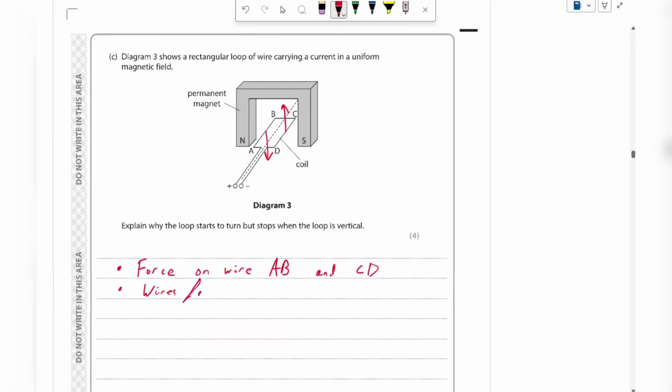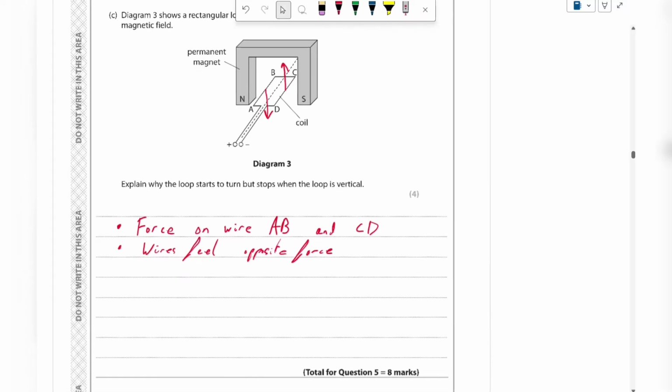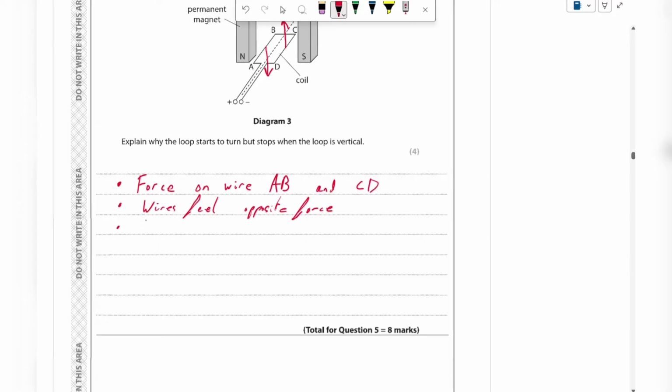So wires feel opposite forces, right? Because AB is the wire we just did, and then CD, the current's going in the opposite direction. So therefore, it's going to spin. So yeah, I should probably say that wires feel opposite forces because currents in opposite directions. Okay, and then, oh sorry, I've just read the question properly. Explain why the loop starts to turn.